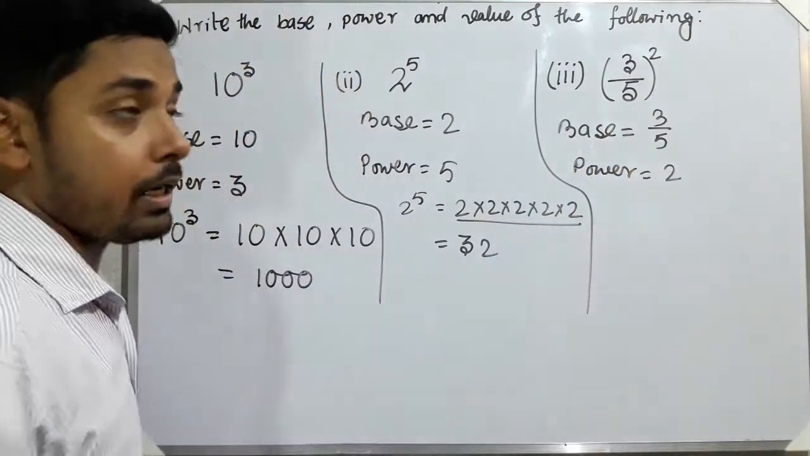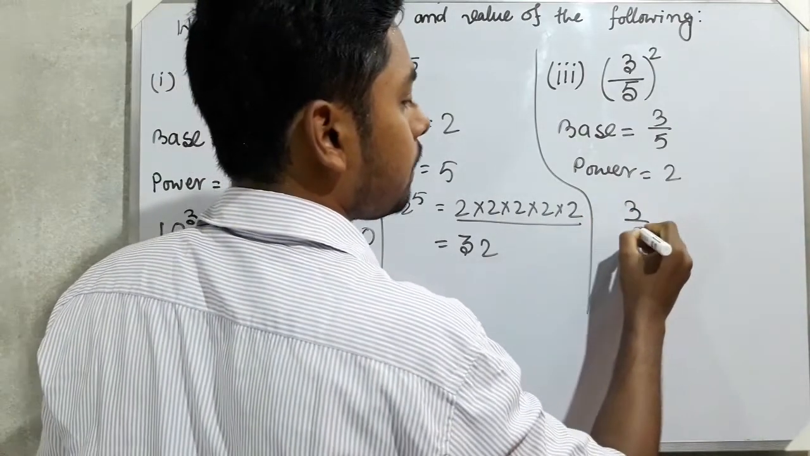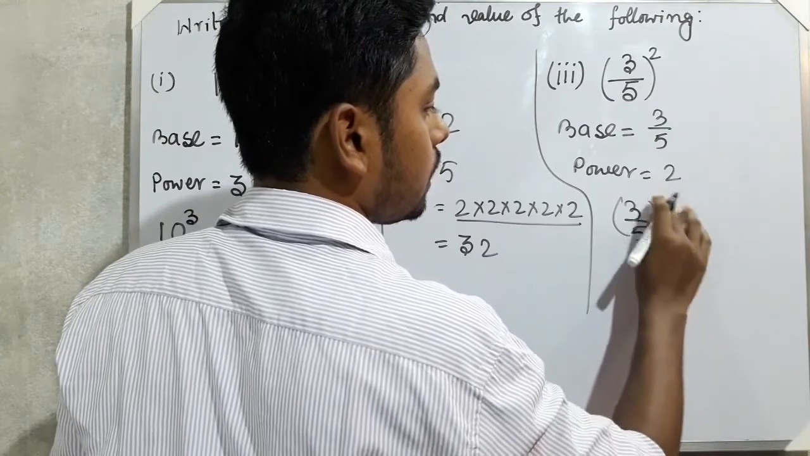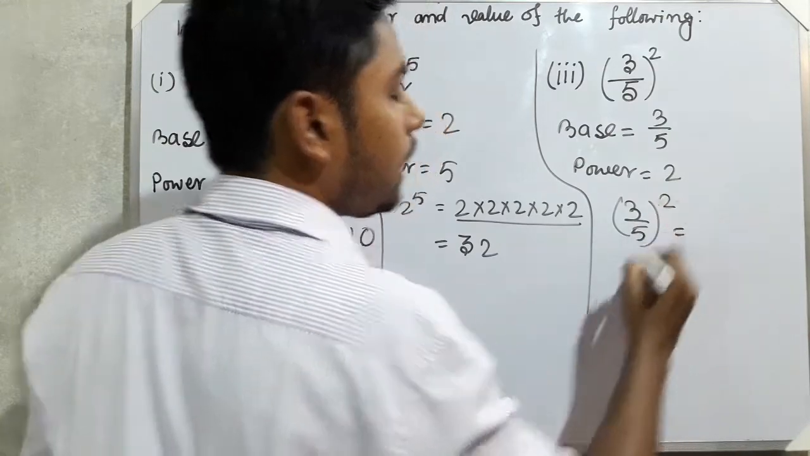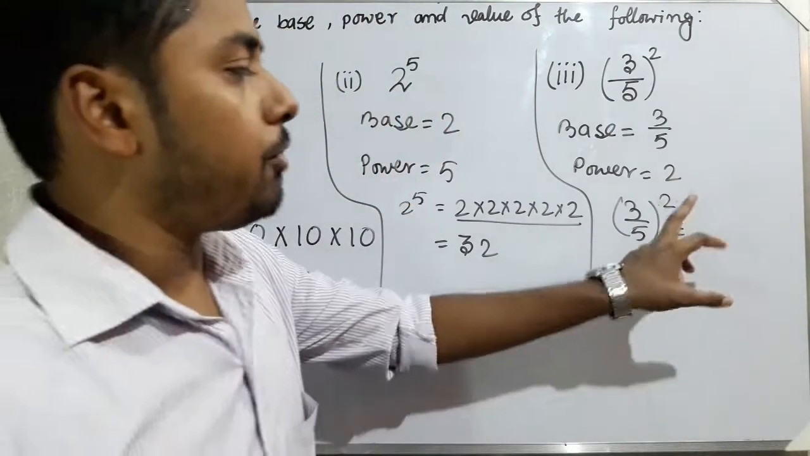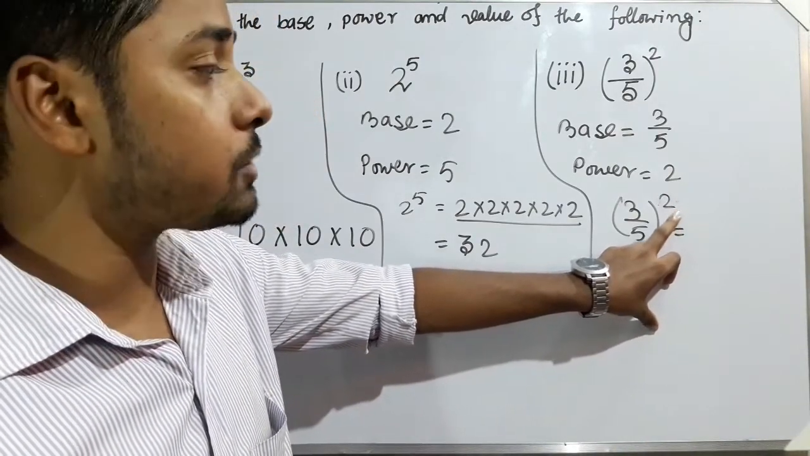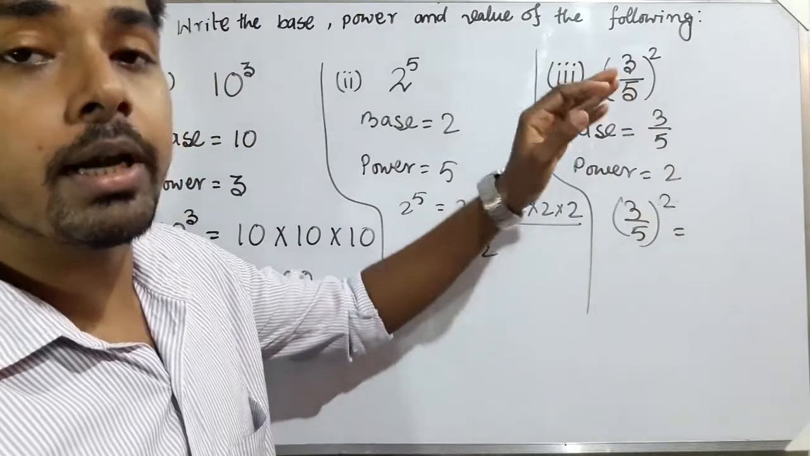Now we have to find the value of (3/5) to the power 2. How to find it? Very simple, you just have to divide the power according to the numerator and denominator.